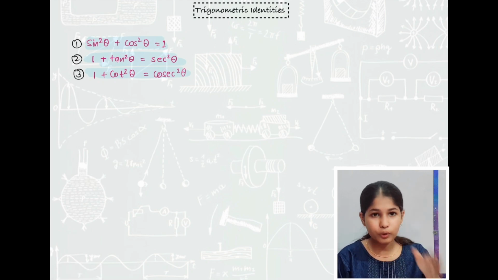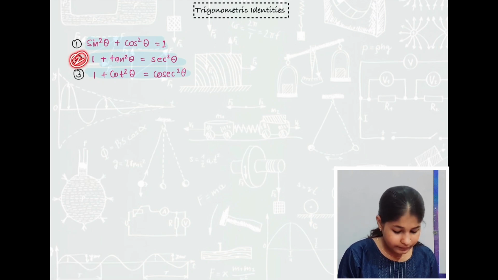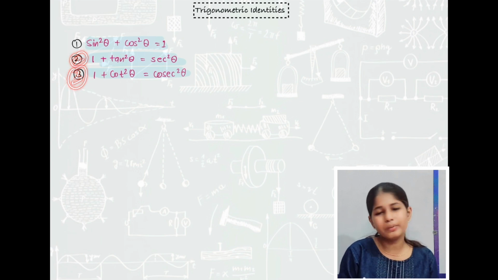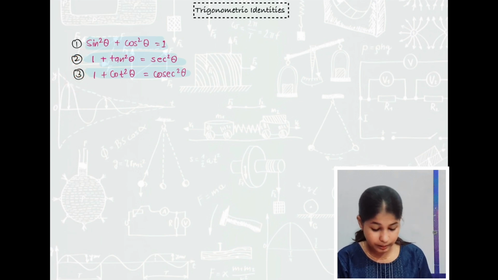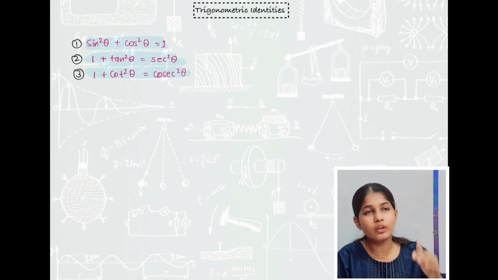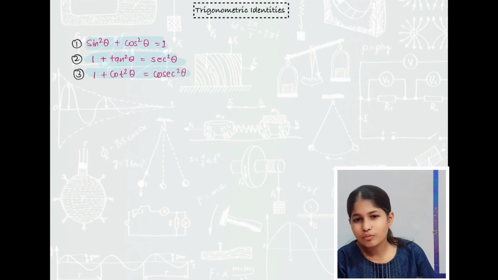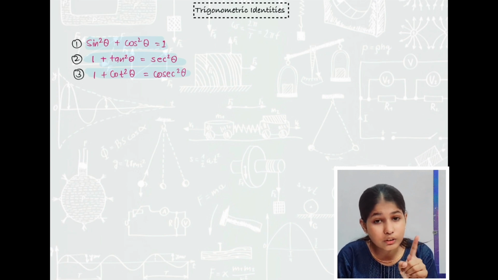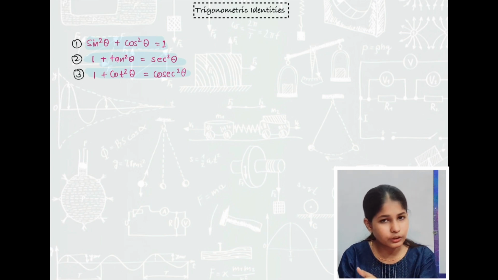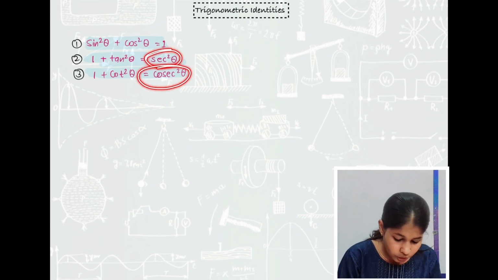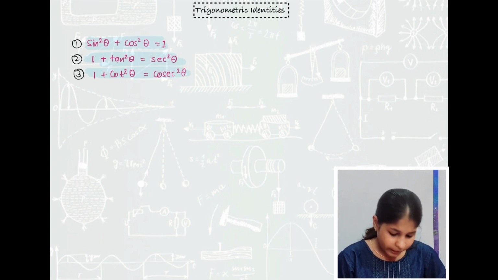Tan square theta or cot square theta, you can reverse it, because it is commutative. So you just have to learn 1 plus tan square theta, or after tan, what is there? That is cot square theta. So 1 plus tan square theta or 1 plus cot square theta. Now you have to understand what their values will be.